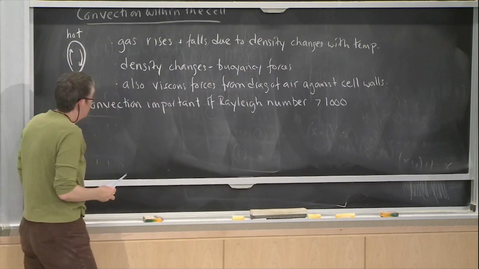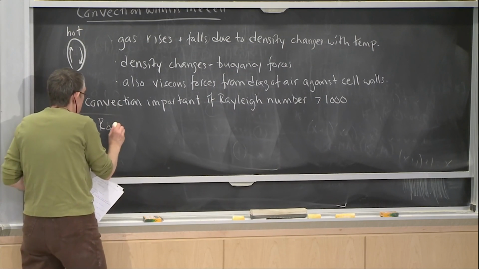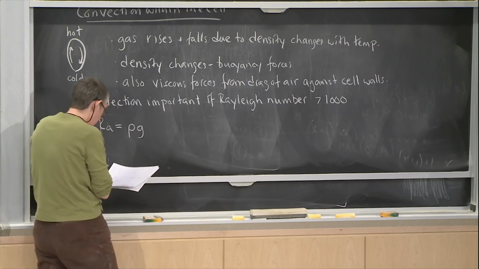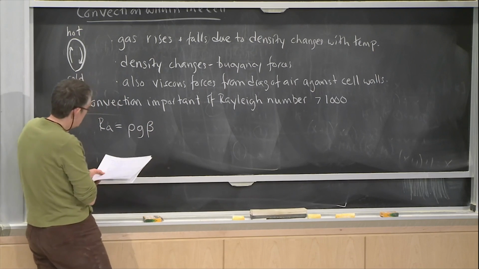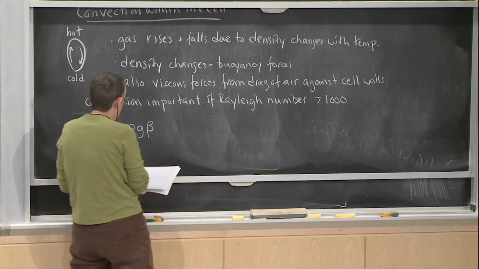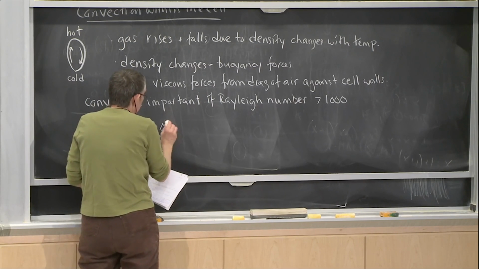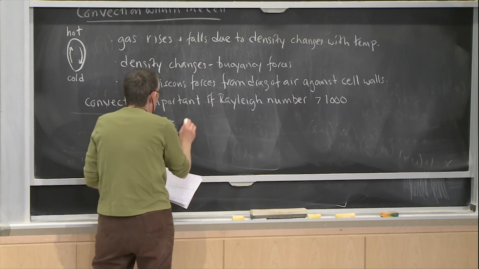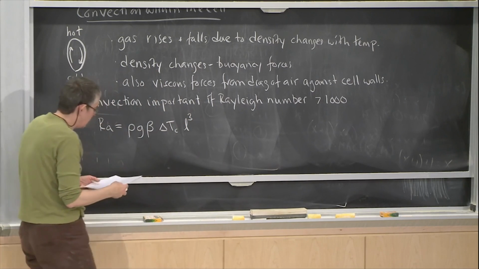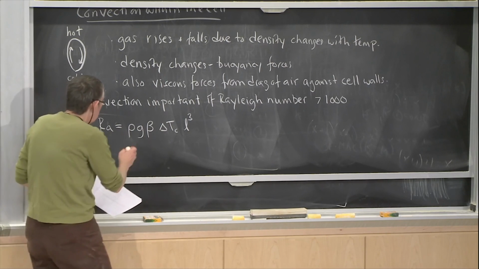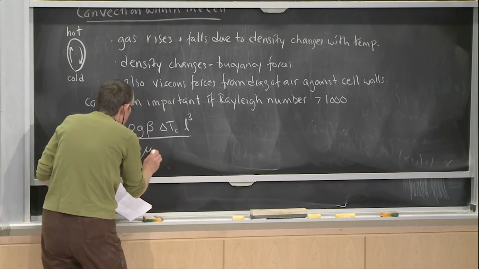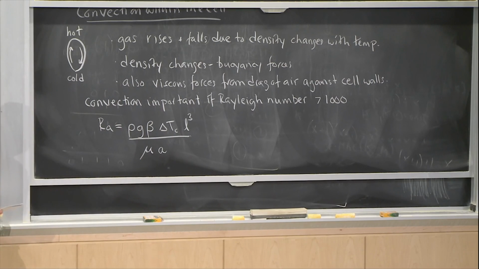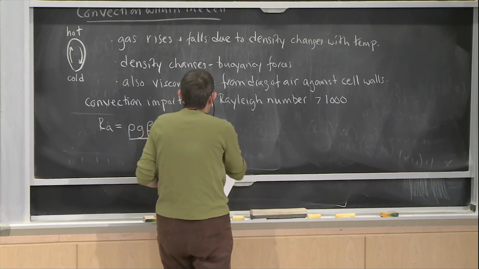And here's what the Rayleigh number is. It's the density of the fluid times the acceleration of gravity times beta. Beta is the volume expansion coefficient for the gas, times the temperature change. And we're going to look at a temperature change across a cell. And then times the length, that's going to be the cell size. And we divide that by the fluid viscosity and the thermal diffusivity. So let me write down what all these things are.